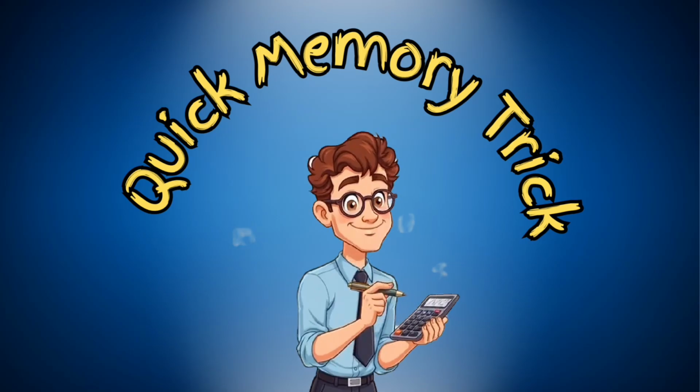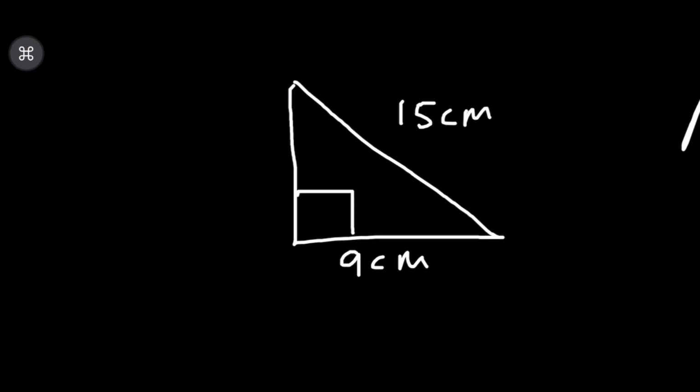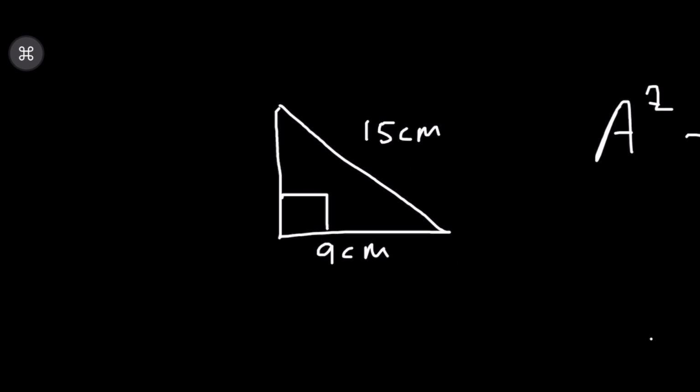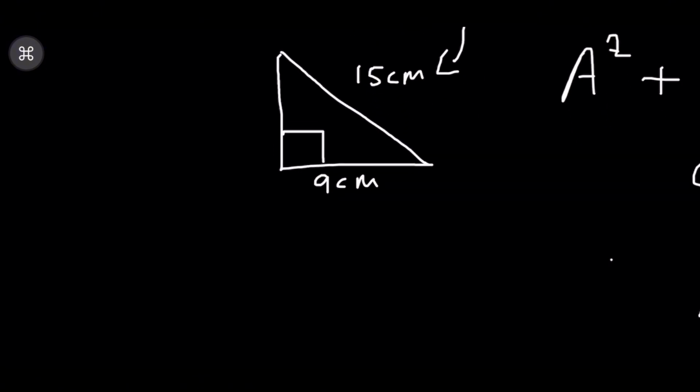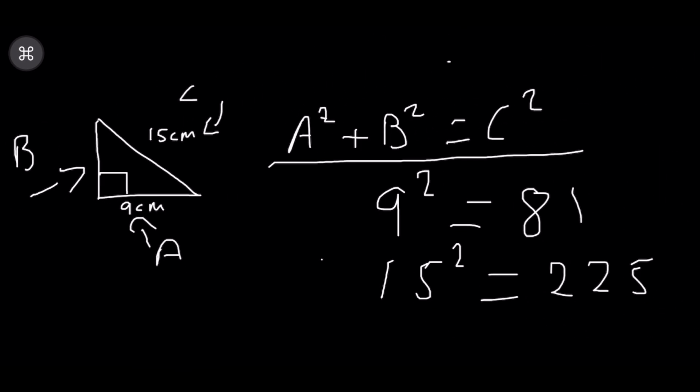Same order every time. This is where a lot of students get confused, but it's actually very similar to solving an algebra equation. You're just rearranging the formula. So here's the triangle. The hypotenuse, c, equals 15 centimetres. One shorter side, a, equals 9 centimetres. So we're trying to find b. So we'll start with the formula a squared plus b squared equals c squared.